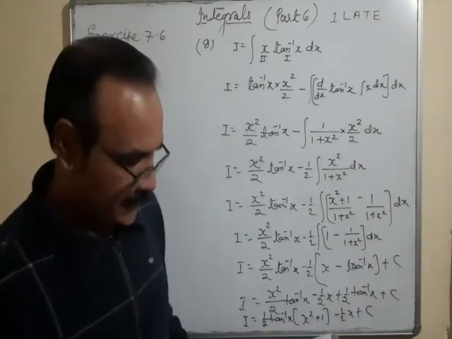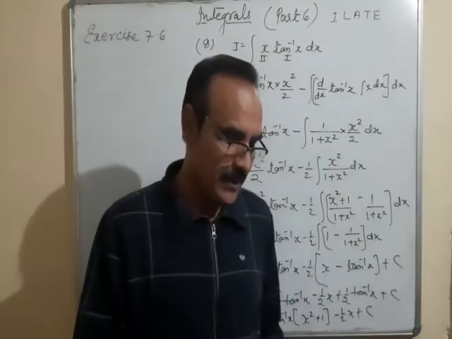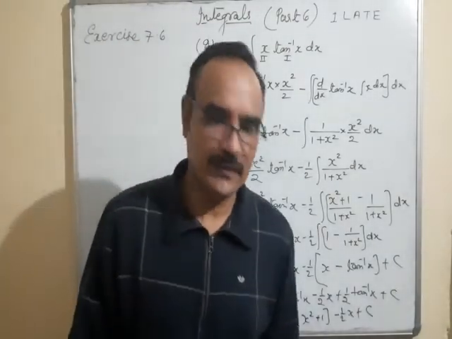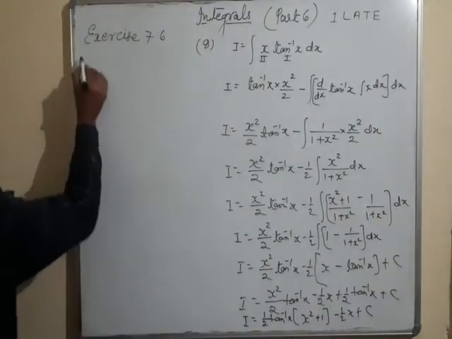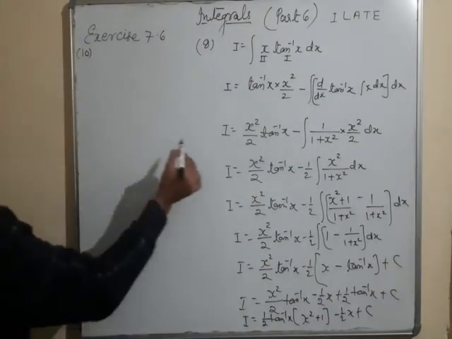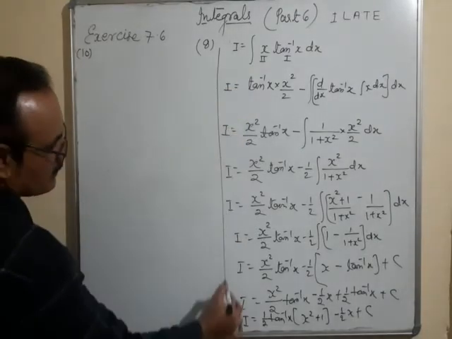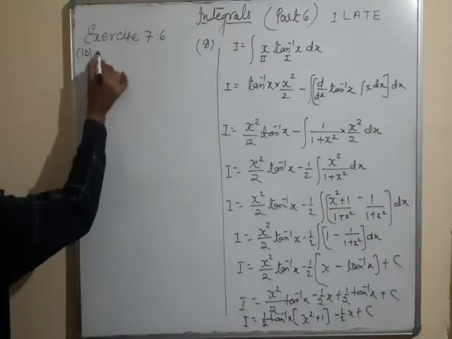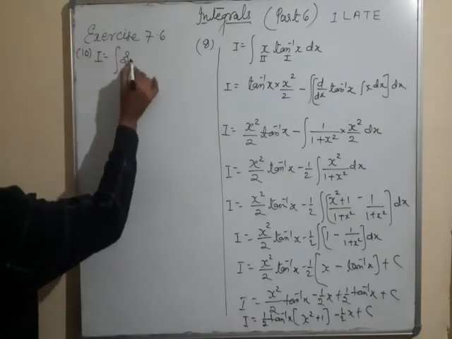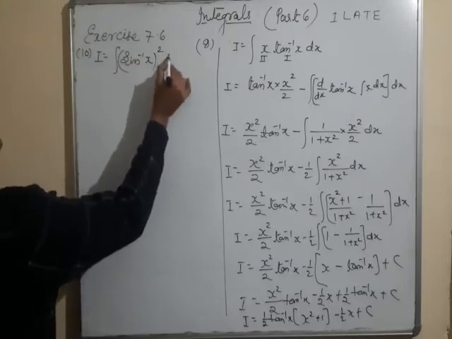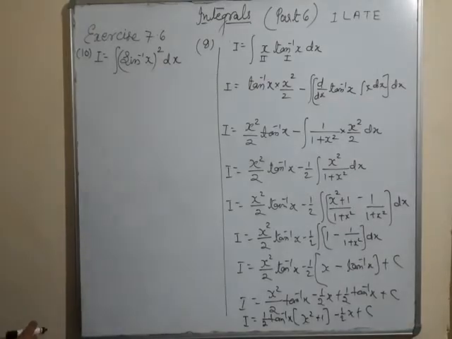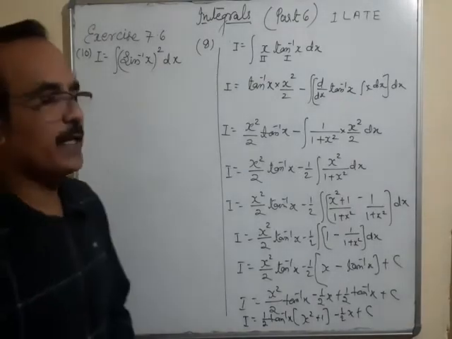Okay. After this question, I want to take question number 10, sin inverse x whole square. Sin inverse x whole square, question number 10. What is it? Let I is equal to integration of sin inverse x whole square dx. Okay. How to integrate it?